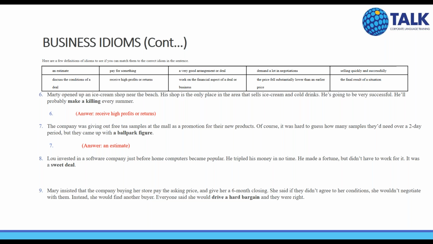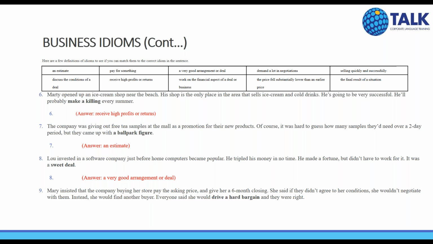Okay, anybody have anything on the top that might be... take a guess? Okay, let's go right to the answer. A sweet deal would be a very good arrangement or deal. So, number 9.